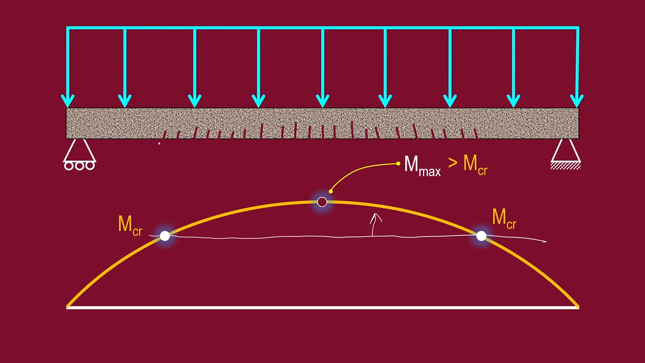Diba? So ibig sabihin, hindi hi nga section of the beam. Tikan din hi ngayon kutuman hi. So anything in between, since the moment, anything in between these two points, the moment on that section is greater than or equal to the cracking moment, then on that section of the beam, cracks will occur.